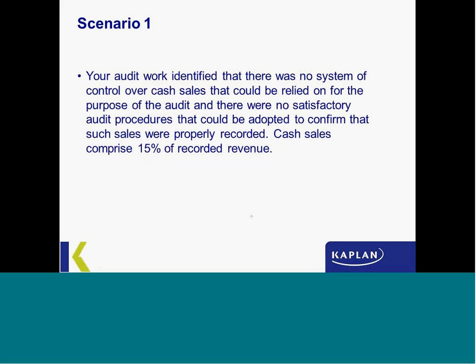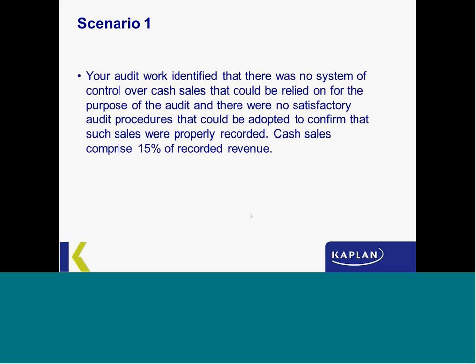So number one, it works has identified that there was no system of control over cash sales that could be relied on for the purpose of the audit. There was no satisfactory audit procedures that could be adopted to confirm that such sales were properly recorded. Sales comprise 15% of recorded revenue.